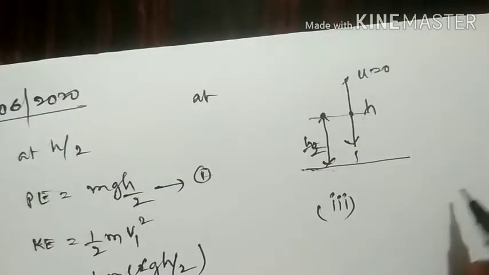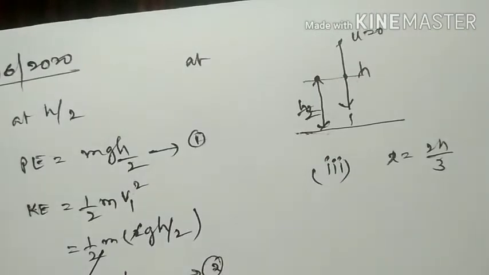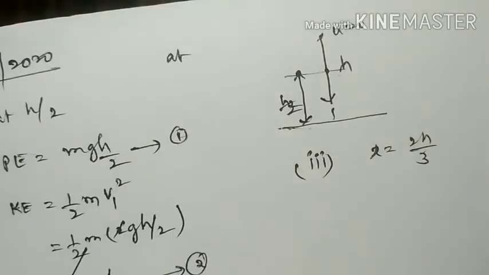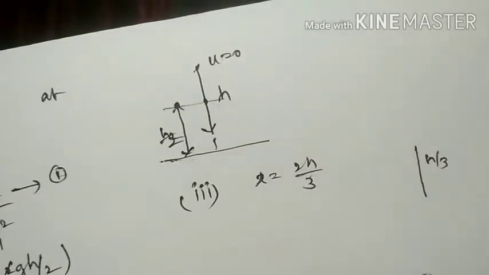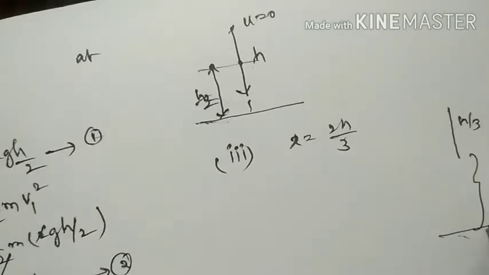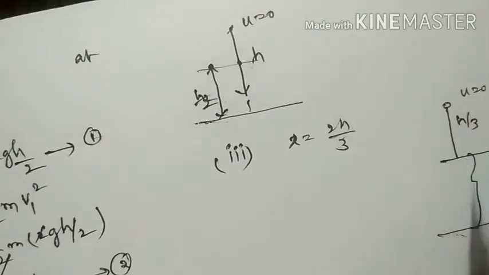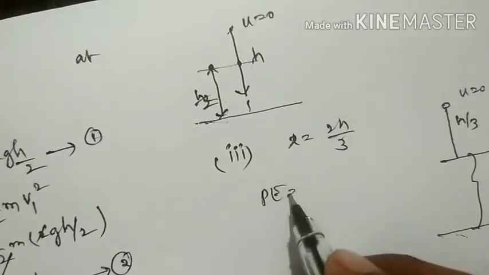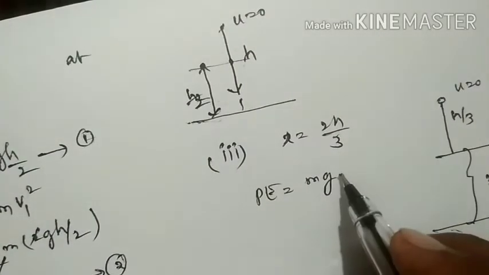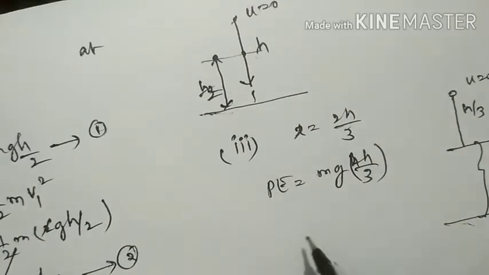Next, the third option. I am checking the options for the second column. Take x equal to 2h by 3 from the ground. So it has fallen only h by 3, and the remaining distance to the ground is 2h by 3. When you calculate potential energy, you have to take the point from the ground, not from the point where it is dropped. So potential energy is mg into 2h by 3.